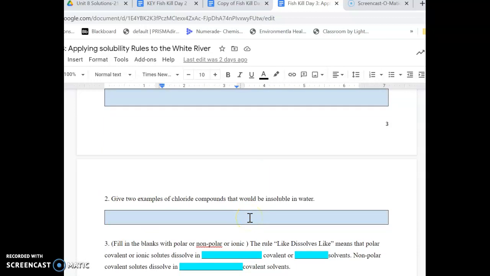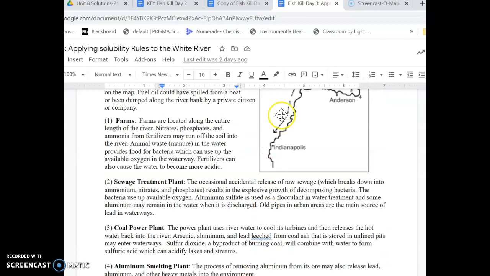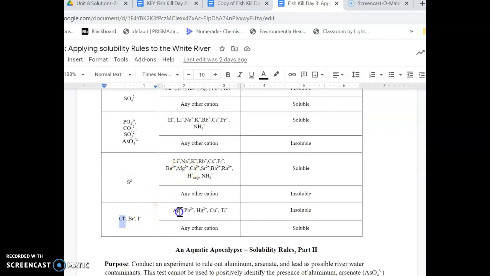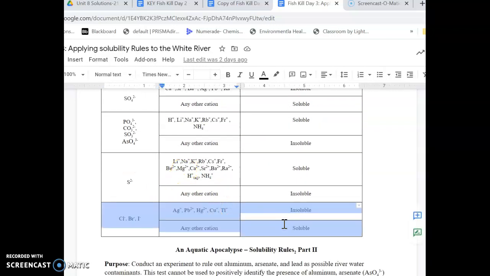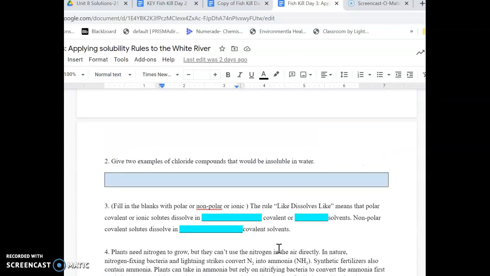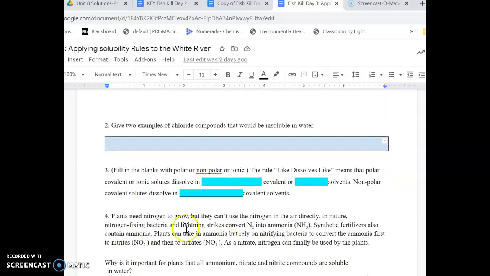Give 2 examples of chloride that would be insoluble in water. So same thing, go up to your chart again. Look at chloride. There are some that it is soluble with and some that it is insoluble. So which metals is chloride insoluble with? Those will make compounds. Which is it soluble with? So we want to list 2 that are insoluble. Everything should be complete sentences, but this one you can add a list. Just list 2 of them here for number 2 on the bottom.